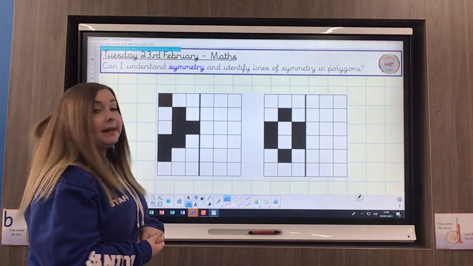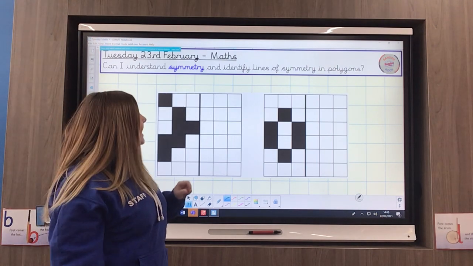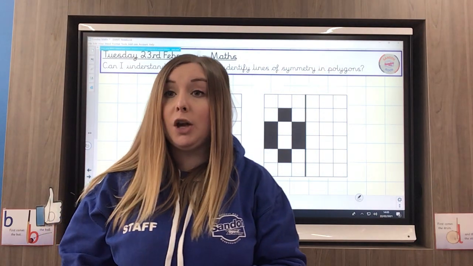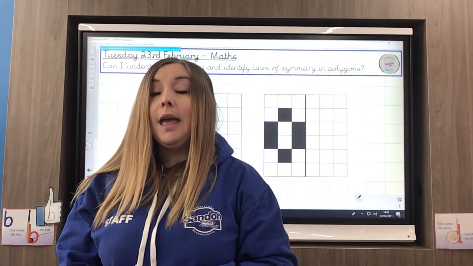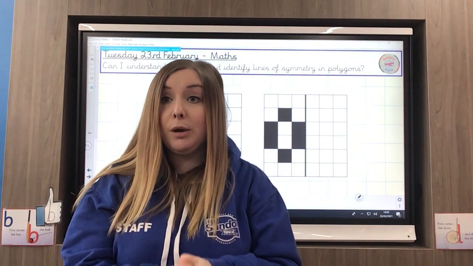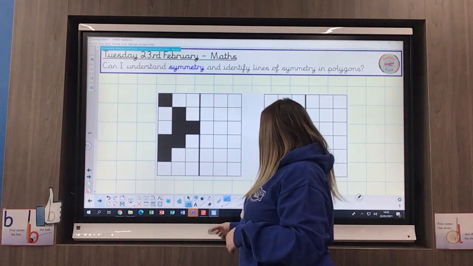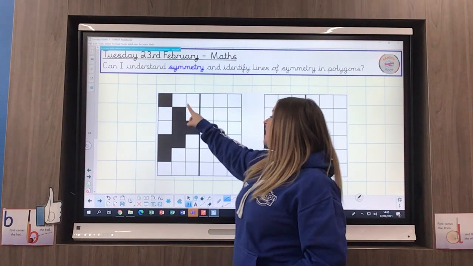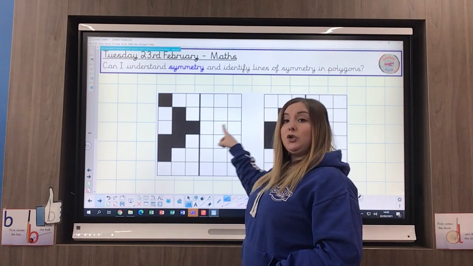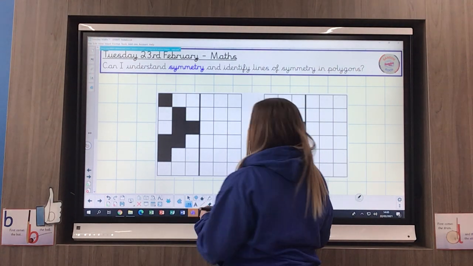And we're looking today at symmetry and identifying lines of symmetry in polygons. And remember, polygons are just shapes. Now, symmetry means that it's exactly the same on both sides. So if we have a look here, I've got some black squares, aren't they, that make a bit of a pattern. And I'm now going to copy the pattern onto this side so that it's exactly the same.